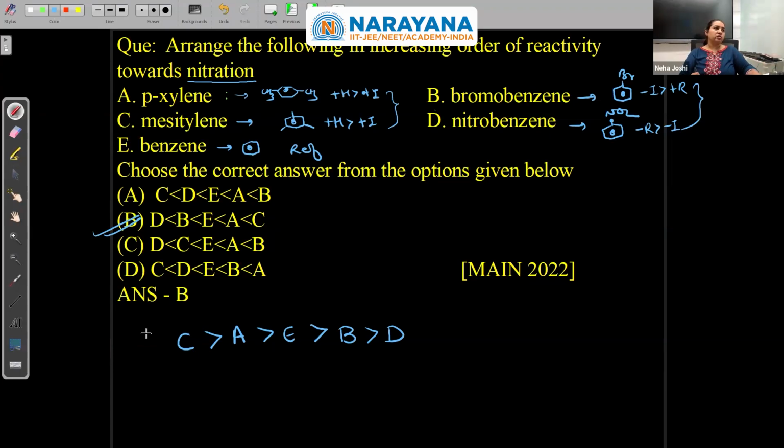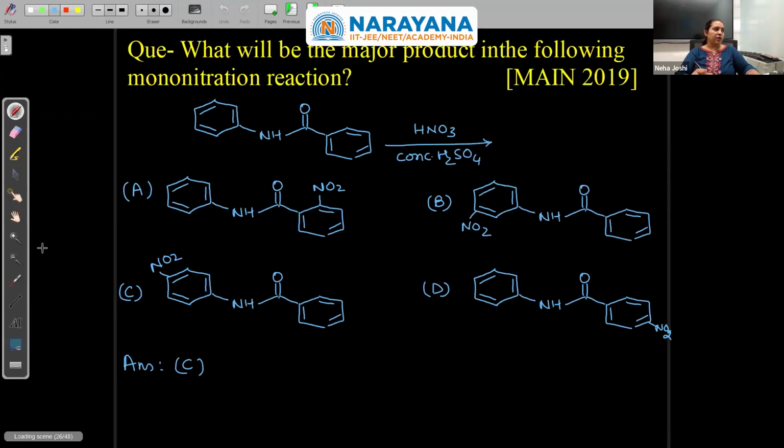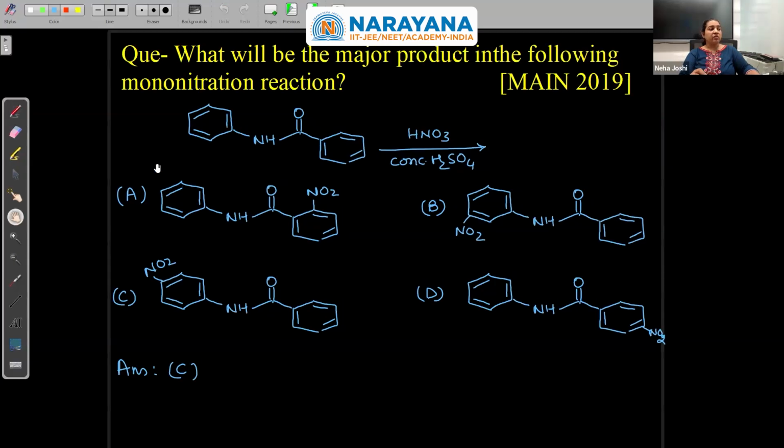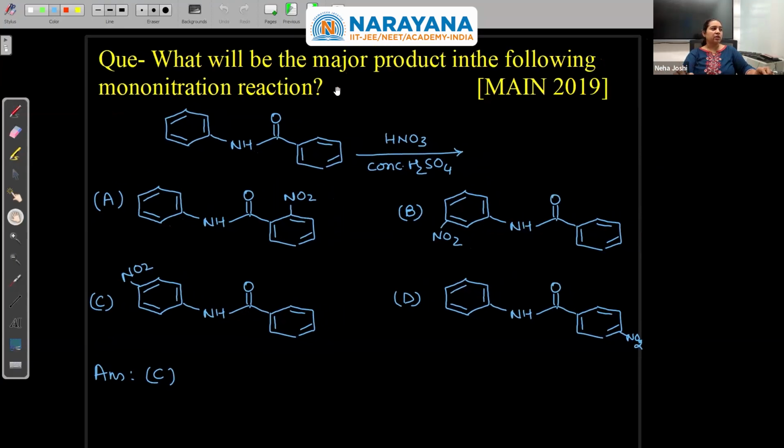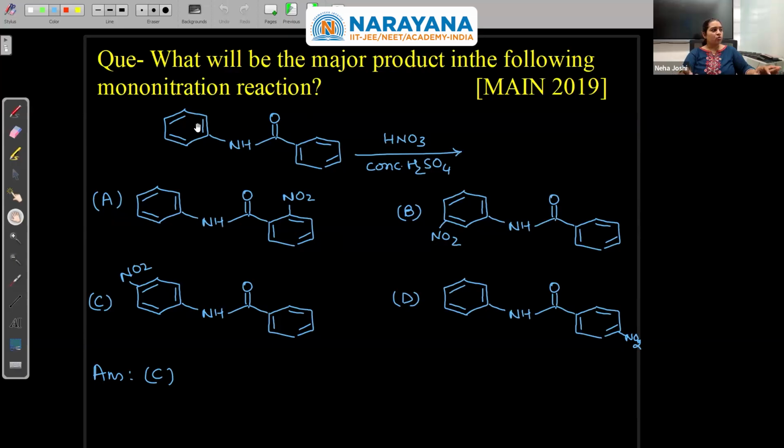Okay, this type of questions you can expect. This is again a very common type. What will be the major product in the following? So see, you have two benzene rings, and for such questions, the trick they use is a very common trick of the paper. I'll tell you. They do this NHPh. Okay, and then they will ask what will be the product or whether it is activating or deactivating.